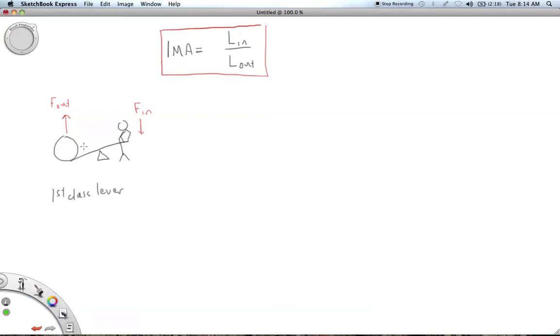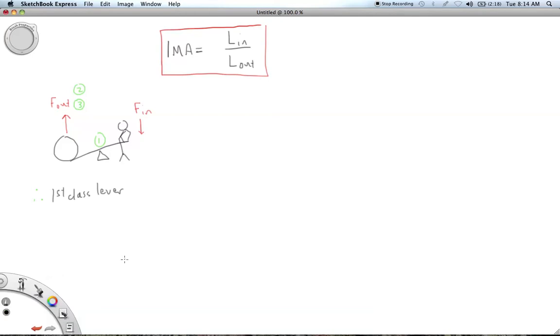The first one is the location of the fulcrum, right, in between the input and output forces. The second one is the location of the input and output forces, so they're on opposite ends. Okay? And the third way we can compare them is also the direction. So the input force is going one way, the output force is going the other way. So therefore, this is a first class lever.